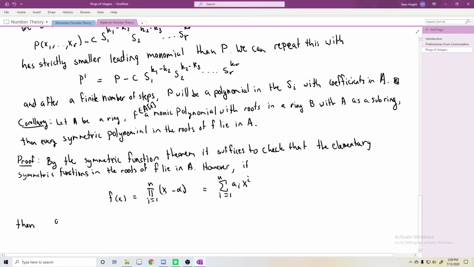Then each coefficient is actually just either the positive or the negative version of the ith symmetric polynomial in the roots, which is necessarily in A because f is a monic polynomial with coefficients in A. Yeah, I should have started with this, sorry. f necessarily has to be a polynomial in A adjoin x. Okay.